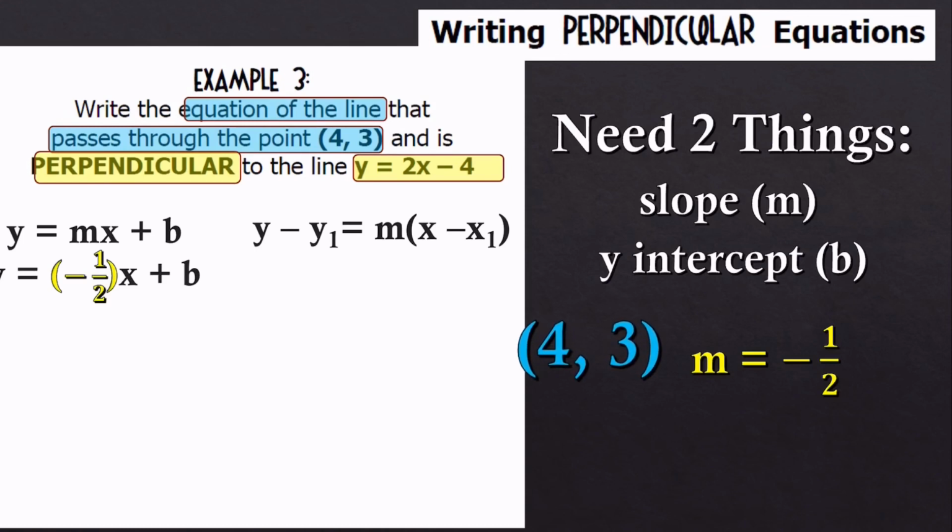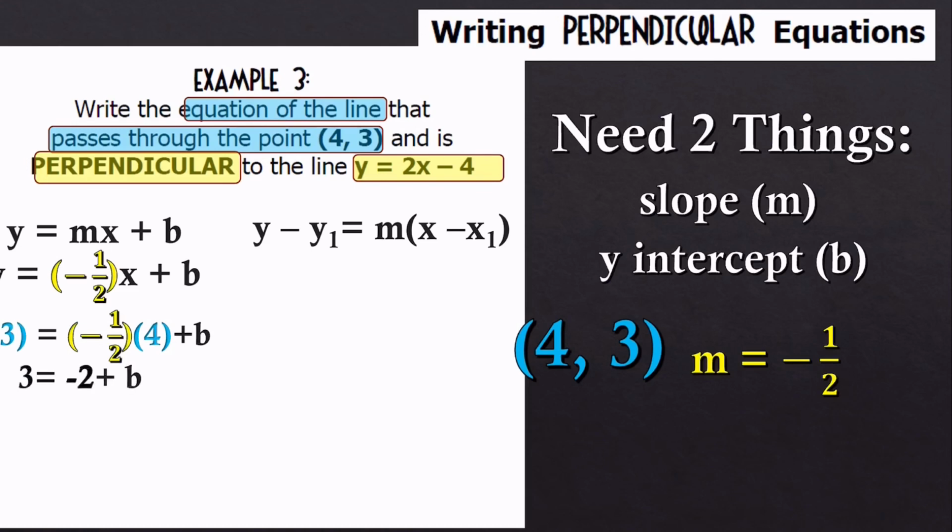And look at my ordered pair, 4, 3. I'm going to plug those in. I'm going to do some multiplying. Then I'm going to add 2 to both sides. So here's the mistake people make when you use this method. You have B and you have your M, but you haven't answered the question till you put those in the correct form in the equation. You must have an X next to that negative 1/2.